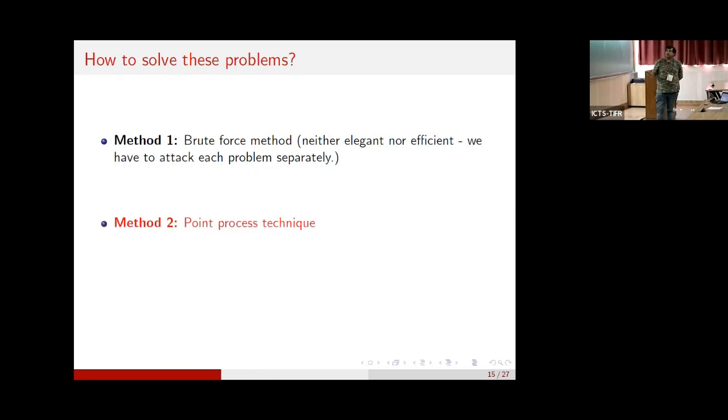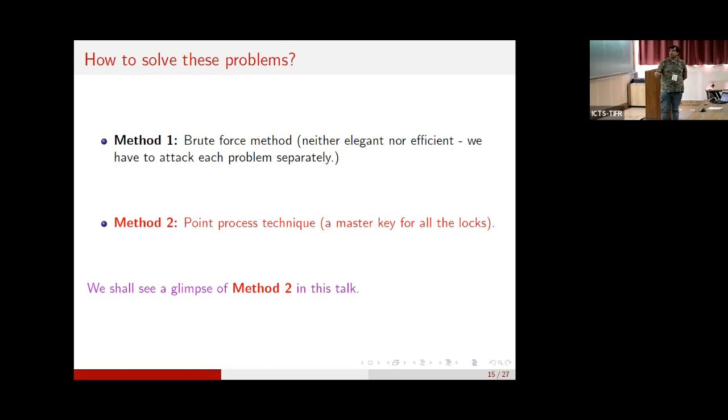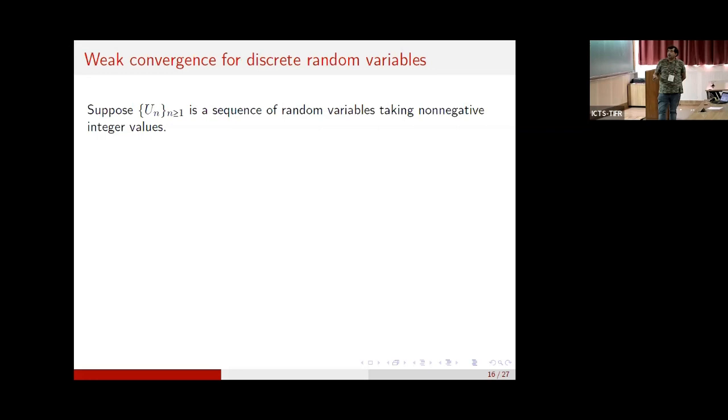And that's what is called the point process technique. And what I want to do in this short talk is this can be thought of as a master key for many locks. And I'll just give a glimpse of this method without going into the technicalities of the entire thing, so that students and postdocs, everyone can use this method if they want to. Okay, so what is this method?